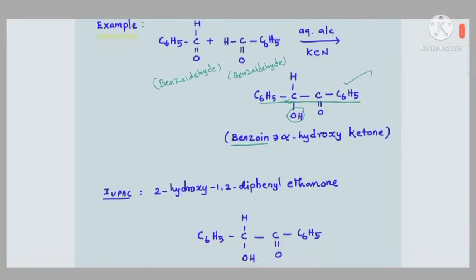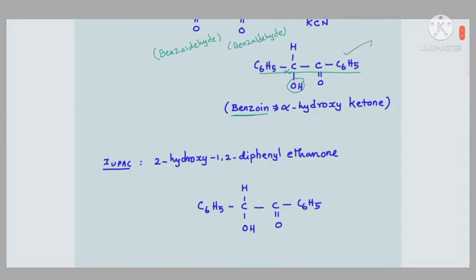Now I have given the IUPAC name of this benzoin also. I have drawn the benzoin again. Here, the parent compound is the keto compound with two carbon atoms, so it is ethanone. This is the functional group, so carbon number 1, then this is carbon number 2.